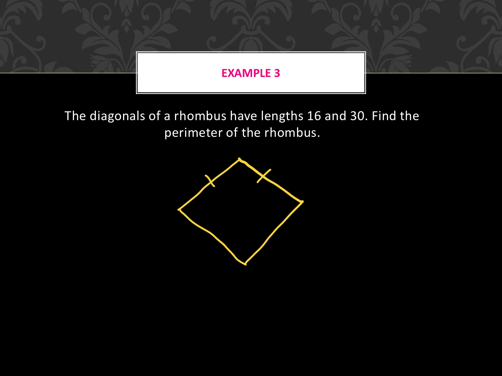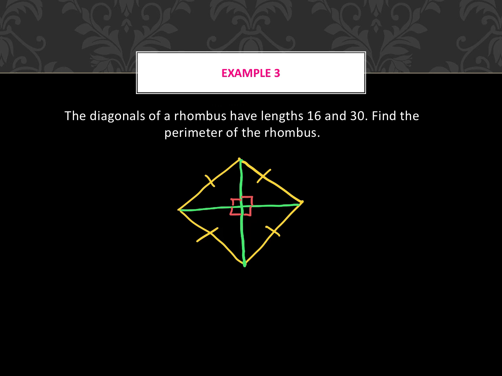Remember, the sides of a rhombus are all the same. They have 4 congruent sides. Another property of a rhombus is its diagonals are perpendicular. So this tells me I have now formed 4 little right triangles inside my rhombus.